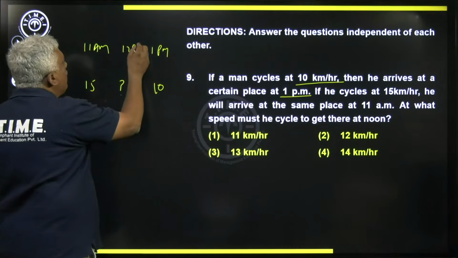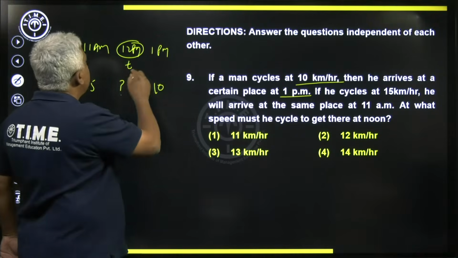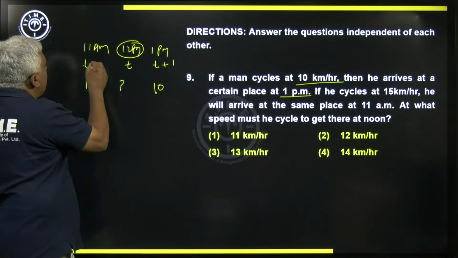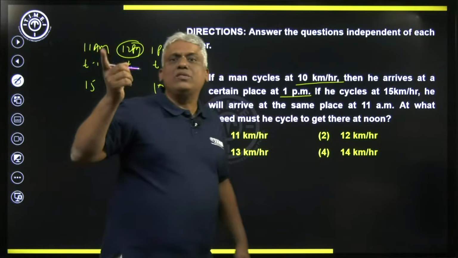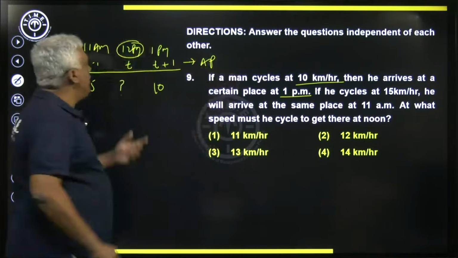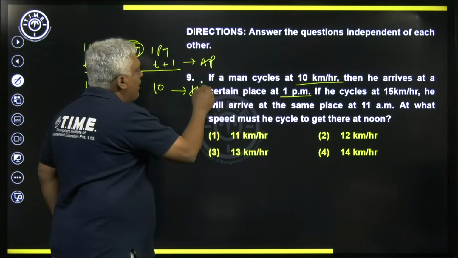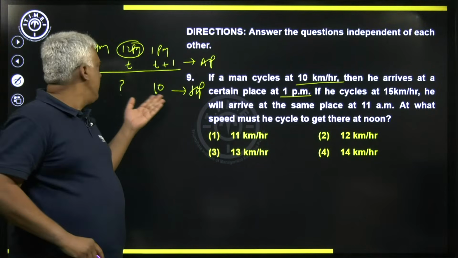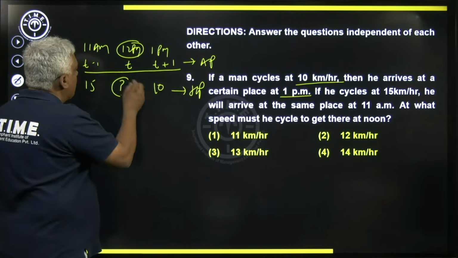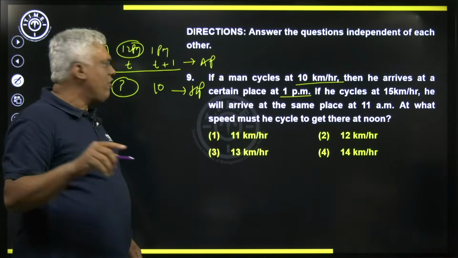Let's say to reach at 12 o'clock, he's taking t hours. So when reaching at 1 o'clock, he's taking t plus 1 hours. When reaching at 11 o'clock, it is t minus 1. You see here, the times are in AP. You know that if distance is constant and time is in AP, the speed will be in HP, and vice versa. So our answer will be the harmonic mean of 15 and 10.